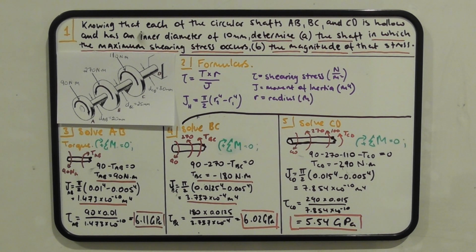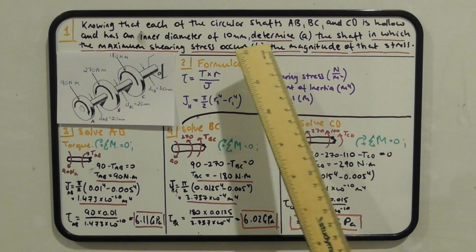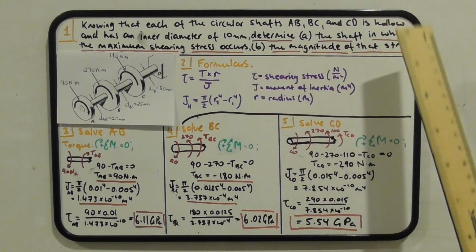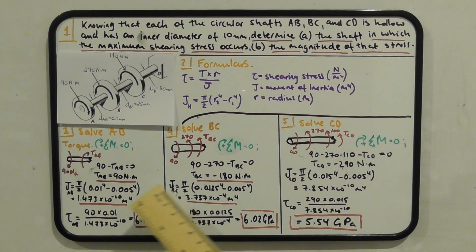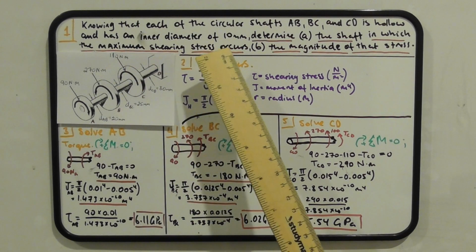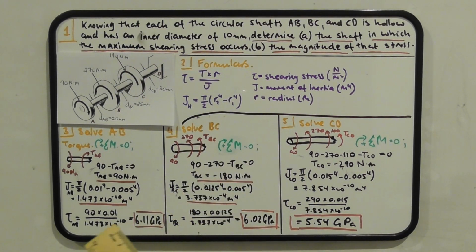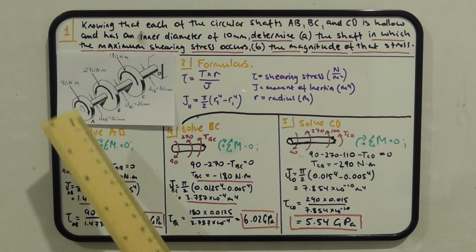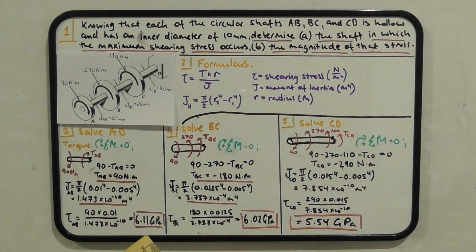Now, have we answered our question here? Well, we did indeed answer B, the magnitude of that stress. So we have the magnitudes of all the stresses, and the shaft in which the maximum shearing stress can occur will be shaft AB, and that value is 6.11. However, in the grand scheme of things, if that shaft is being loaded with that much shearing stress, shaft CD will snap beforehand and it'll probably never make it to that value.